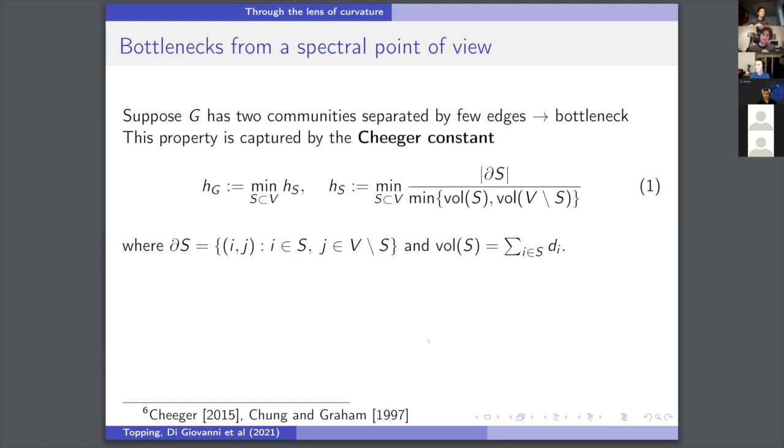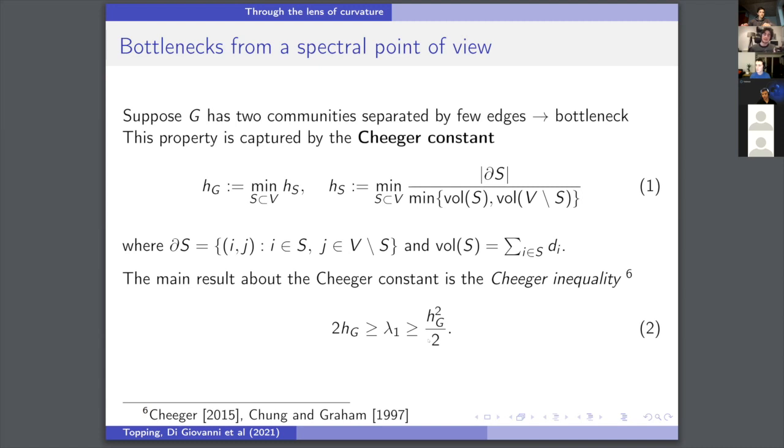And I'm not going to dig deeper into that for the time being. But what is crucial is that there is a nice result that extends what is known for the manifold case, the Cheeger inequality, which relates the Cheeger constant to lambda 1, the spectral gap. In other words, the smallest positive eigenvalue of the symmetric normalized Laplacian. So the smaller the Cheeger constant, or if you like the spectral gap, the easier it is to disconnect the graph into 2 communities.